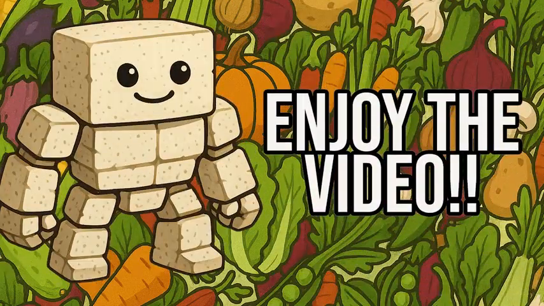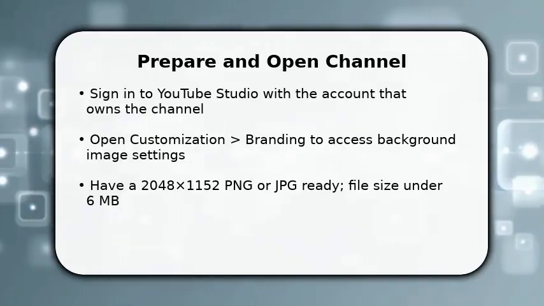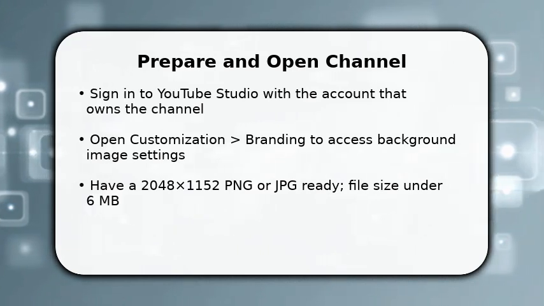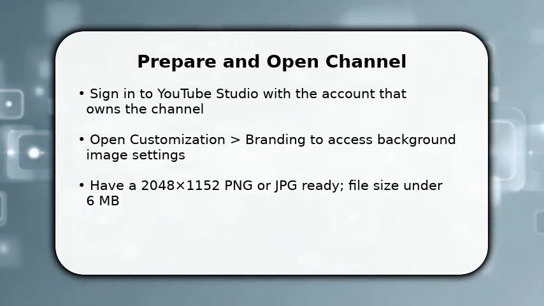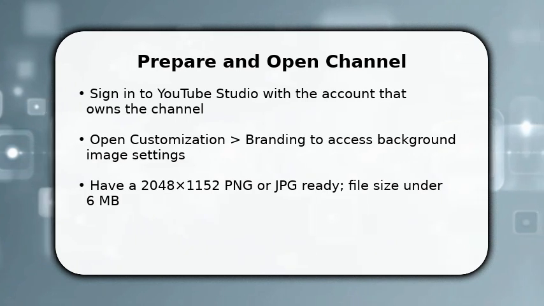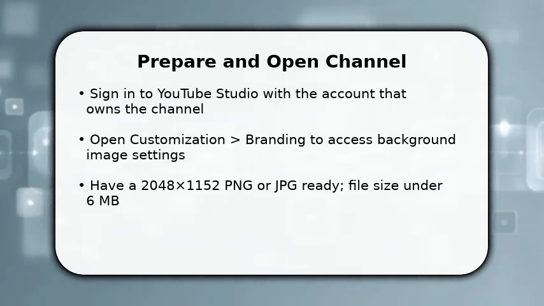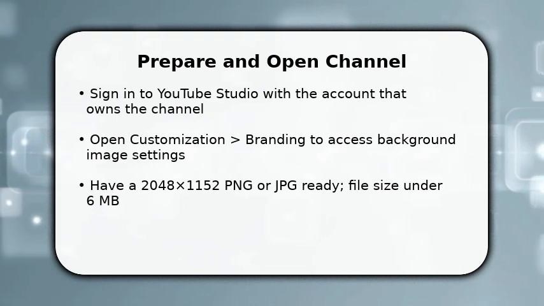Please enjoy the video. You start by signing into YouTube Studio with the channel you control. Once signed in, go to Customization and click the Branding tab so you see banner and background options. This is where you change the background image.